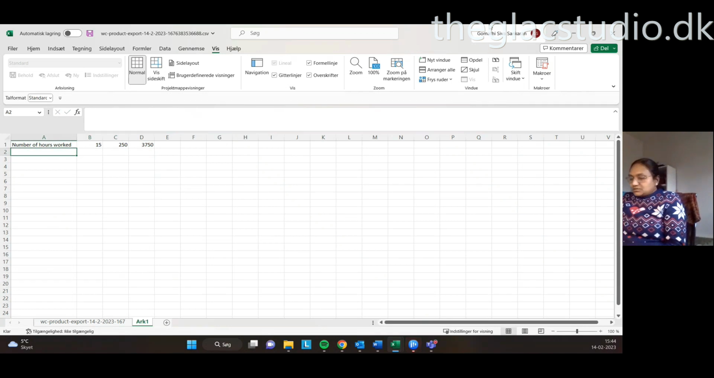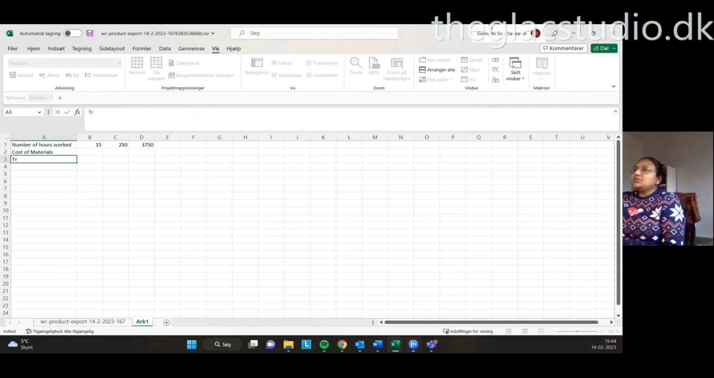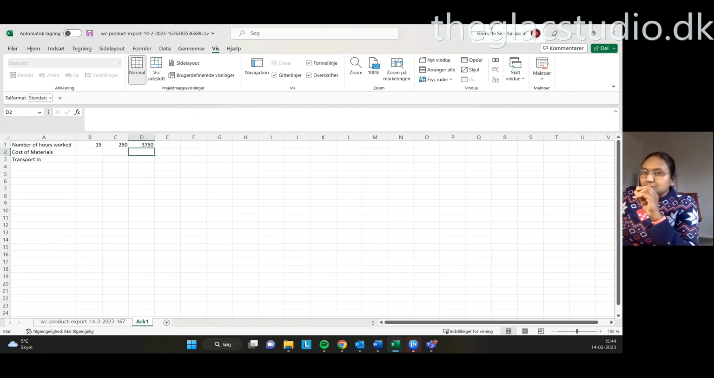And then the cost of materials. And there is something called transport in. I'll tell you what transport in is. You can say logistics in, whatever you want to say. These things are important for me to come to a cost. What is transport in?